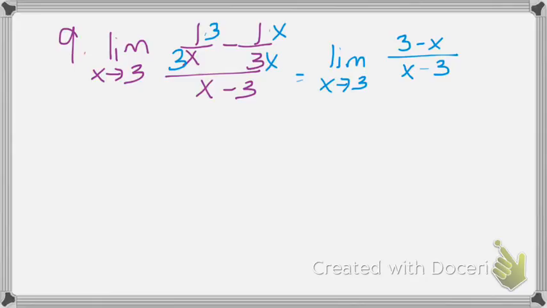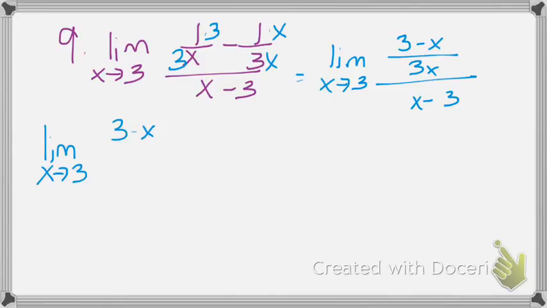And then, you know what? I wrote that wrong. 3 minus x over 3x over x minus 3. Sorry about that. Alright, so I'm dividing fractions. I'm going to rewrite that as 3 minus x over 3x times and flip the bottom. Remember, this is like x minus 3 over 1.